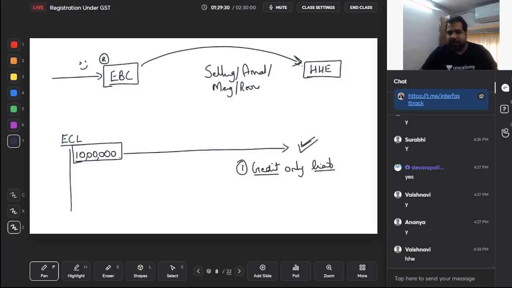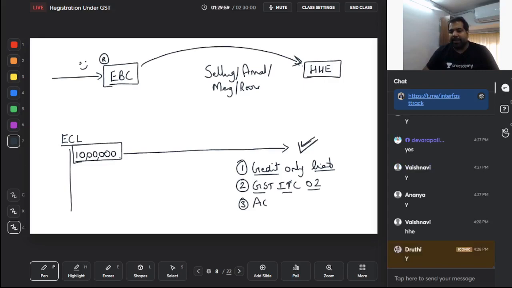That means, can you transfer it? Yes, you can transfer it, but there are some conditions. First condition is this. Second, you will go online and file GST ITC 02. How will you remember this number, guys? Are we going from one entity to the second entity? Yes, so hence ITC 02. And will you fill in the details that I have an electronic credit ledger of 10 lakh rupees, etc.? Yes. And this has to be accepted by the other party. Once it's accepted, will it now reflect in the electronic credit ledger of HHE? Yes, it will now reflect here.